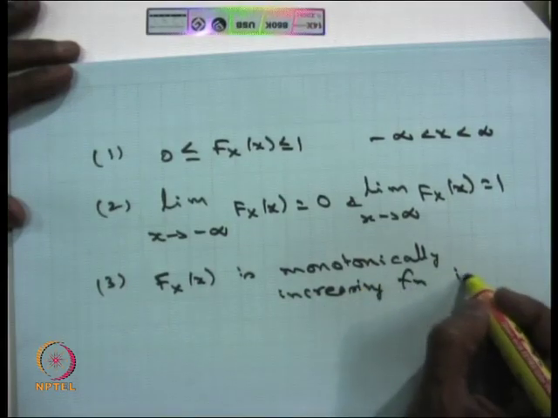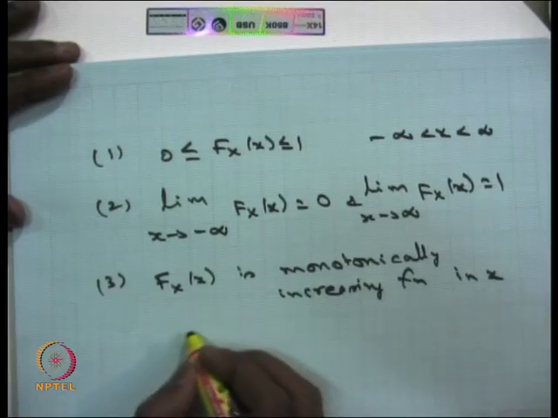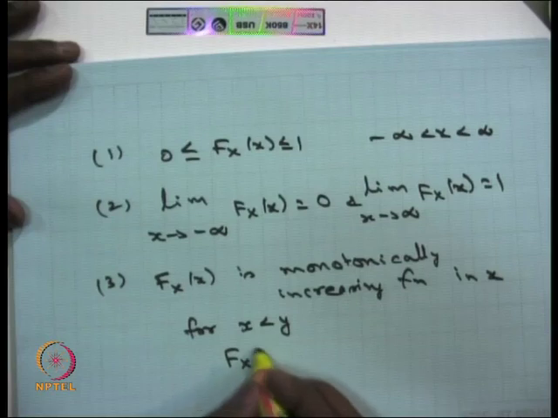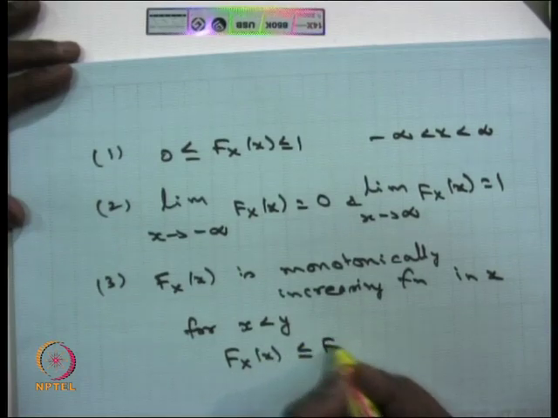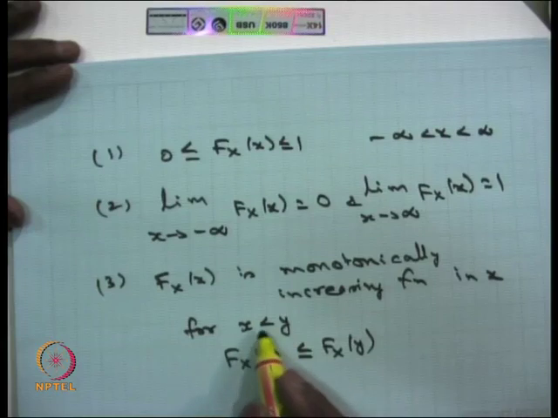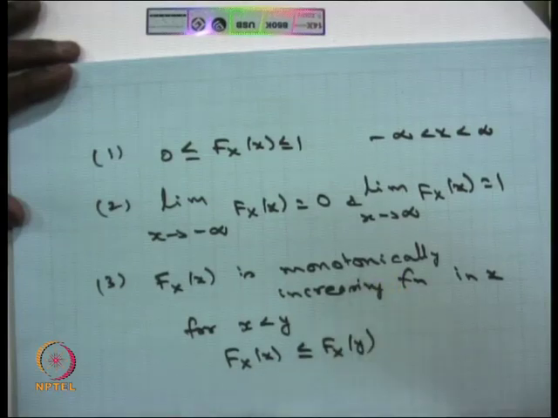That means, over x, if you take two values x less than or equal to y, then F of x will be less than or equal to F of y. That means as x is less than y, either it takes the same value or a greater value. Therefore, it is called a monotonically increasing function in x.